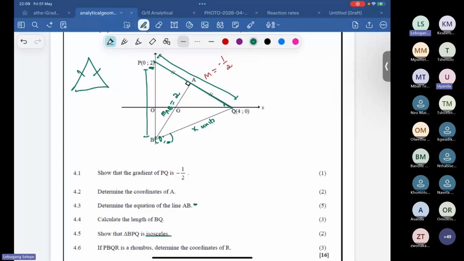Ma'am, can you hear me? Yes, I can hear you. I wanted to know if we said the x coordinate of B is 0 because it was a vertical distance.